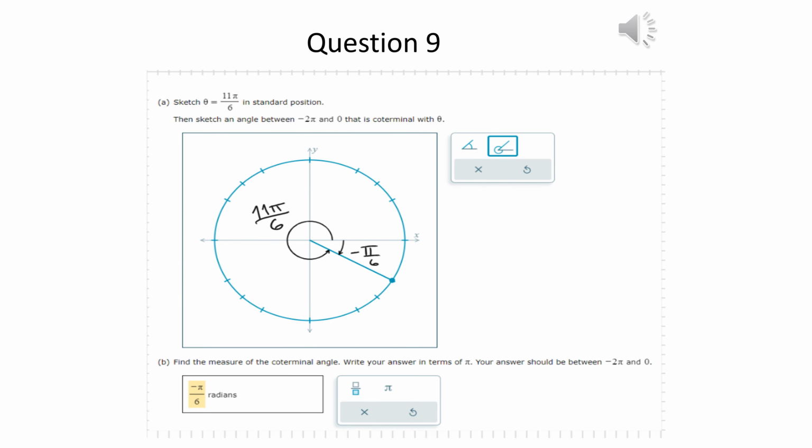Okay, in this case it's opposite. Number one, you sketch the angle 11 pi over 6 in standard position, positive, counterclockwise. Actually, in degrees it would be 330 degrees. But it's not important. Now, the coterminal associated with the same, the angle that has the same terminal side, but in this case clockwise, is negative pi over 6.